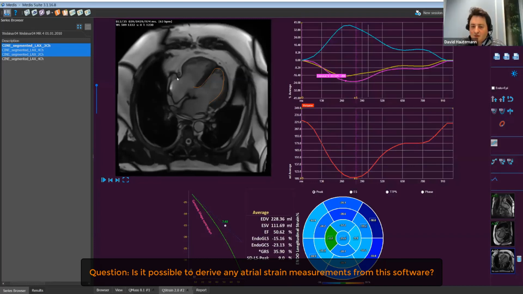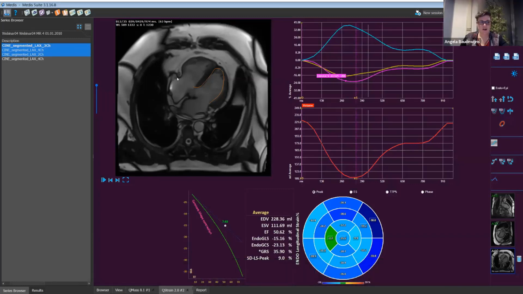Yeah, I'd like to comment also that the tracking works in a very similar manner to the ventricle, and actually it's even easier because you don't have the trabeculations in the atrium, so it's even easier to get the contours in the right place. Okay, the next question.